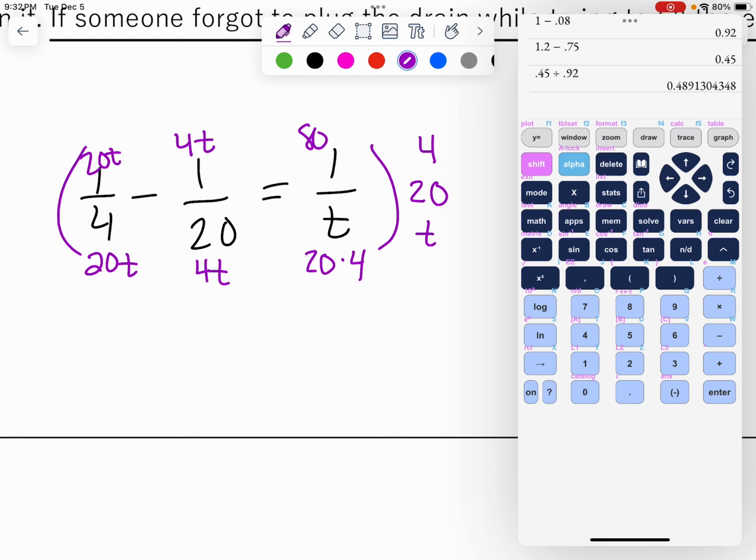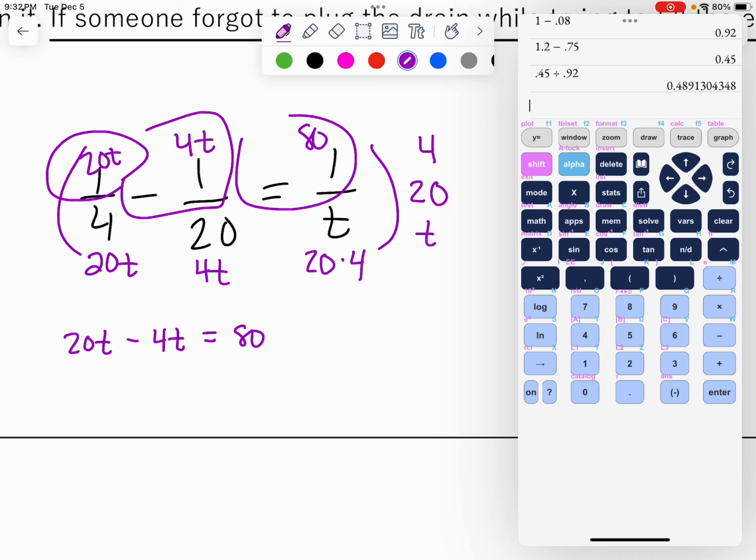Okay, so 20T times 1 is just 20T. And that becomes minus 4T. Equals 80. 20 minus 4? 16. Equals T. You didn't say T. Well, yeah, you didn't ask me for a T. You said 20 minus 4.